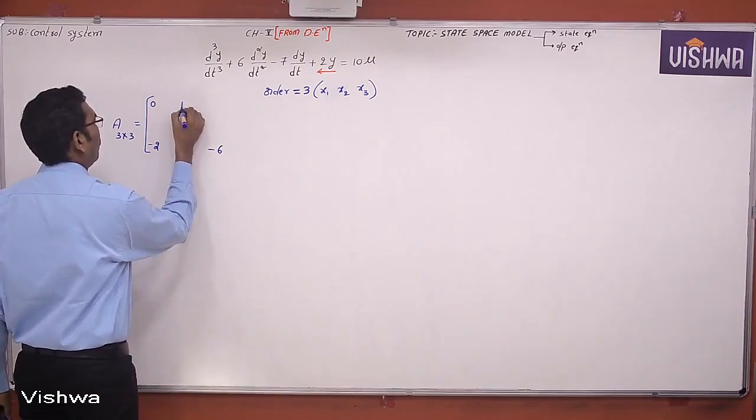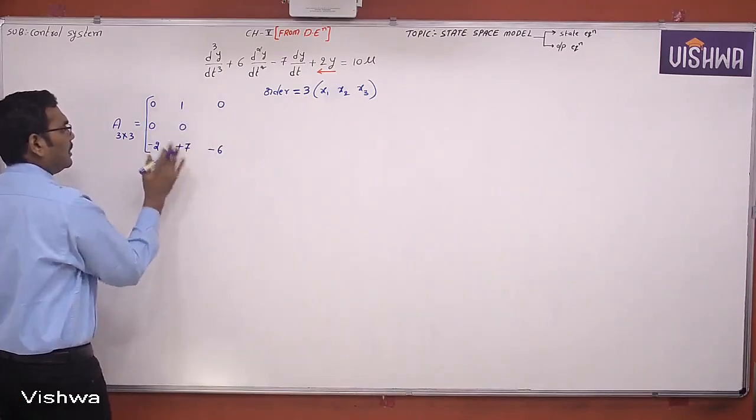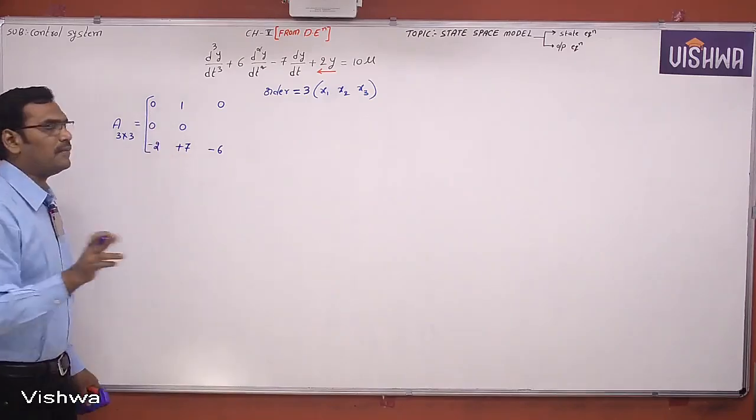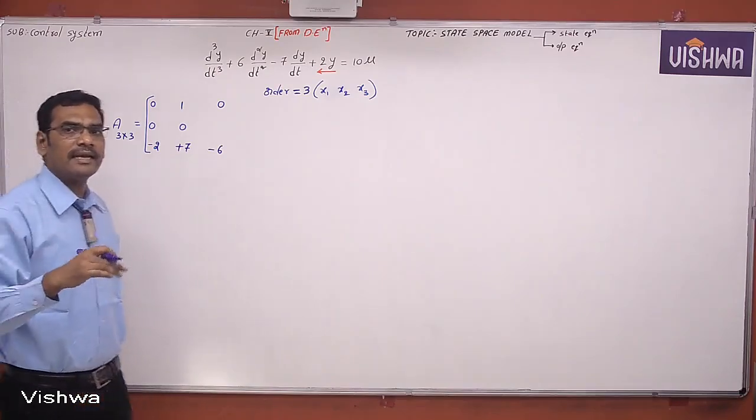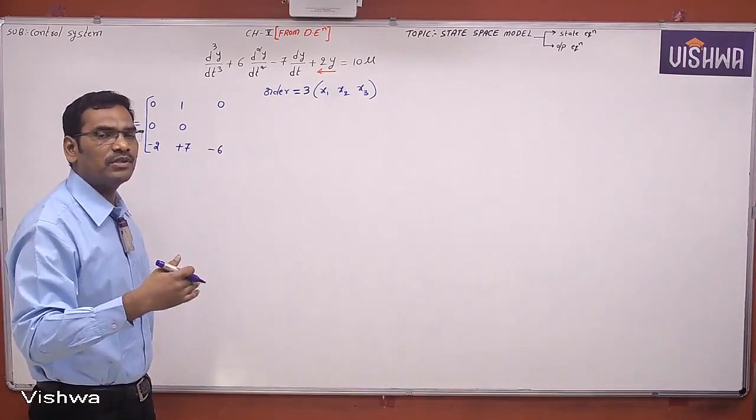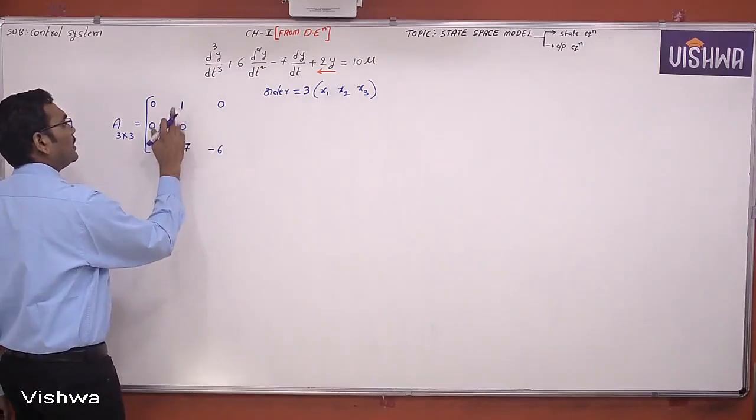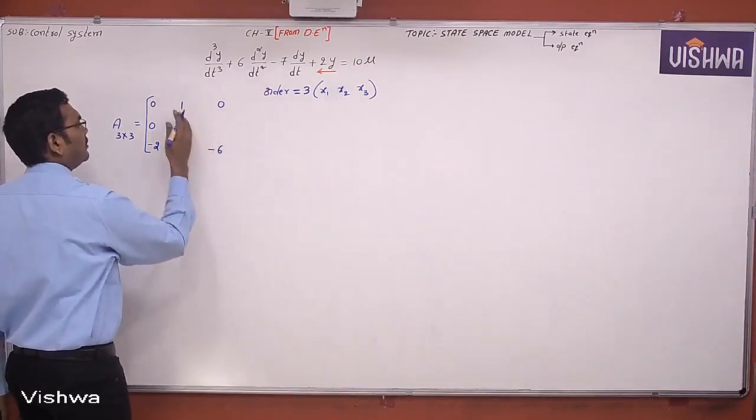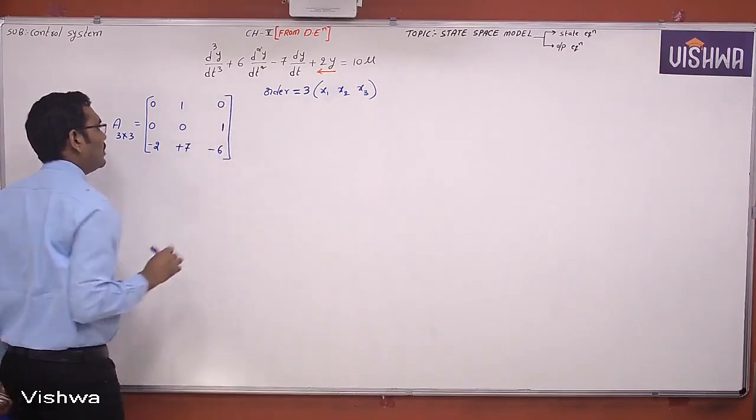Now 0, 1, 0, 0, 0. See here, this first row, first element is 0, second element is 1, remaining all 0. But when you write the second row, shift the bit position 1 to the right side. So here is the bit position 1, but that bit position is shifted to right side. Therefore, it will come to here and this is 0. Now this is the way you can draw the A matrix.